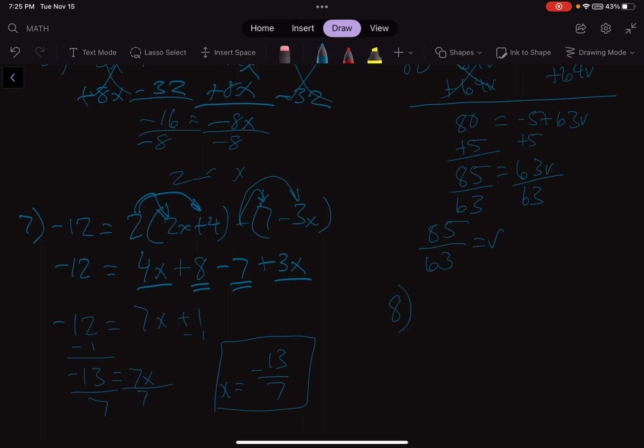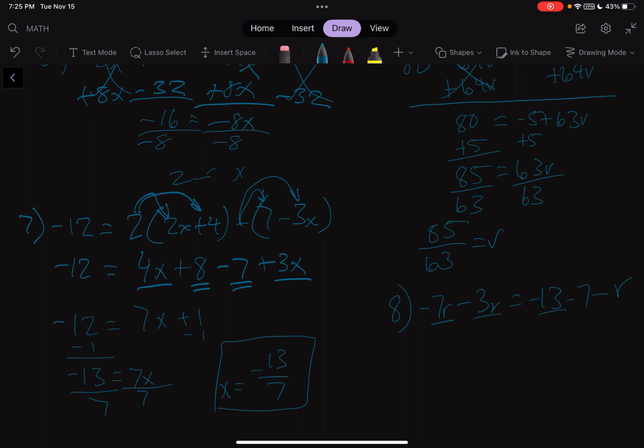Number 8 is negative 7r minus 3r is equal to negative 13 minus 7 minus r. Okay, I don't have any parentheses, don't have any exponents, I don't have any multiplication or division, but I do have addition and subtraction.